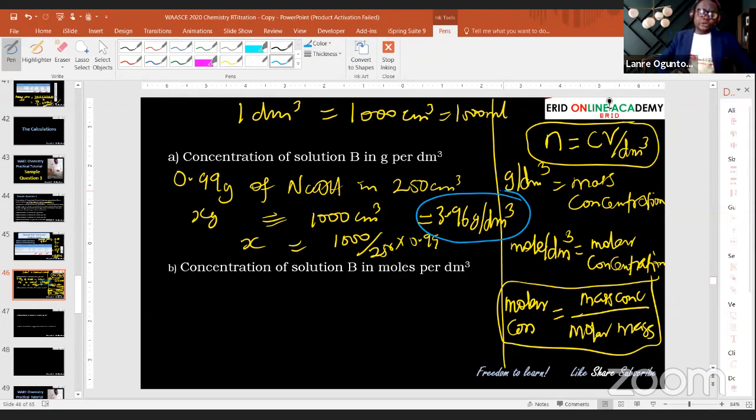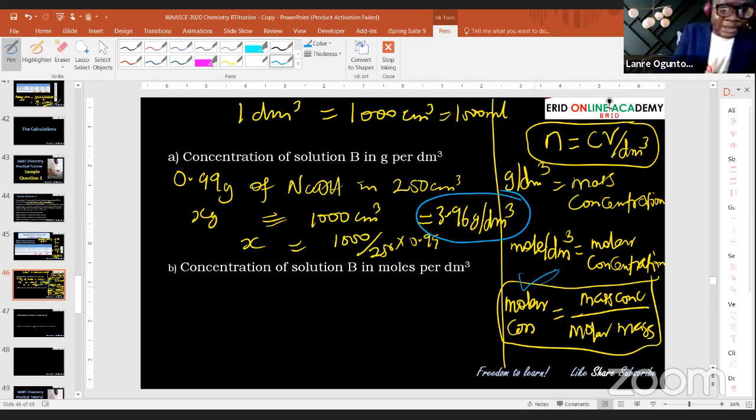Then they're now asking us, question B says, calculate the concentration of solution B in moles per dm cube. Moles per dm cube is molar concentration. And so that means this formula will be very useful. When you are doing your calculation, it's very important to write your formula first, please, so that you can get your full marks. So I'm going to write the formula to calculate the mole per dm cube. That is molar concentration. It simply means the amount in moles of solute dissolved in 1000 mil or 1000 cm cube or 1 dm cube.